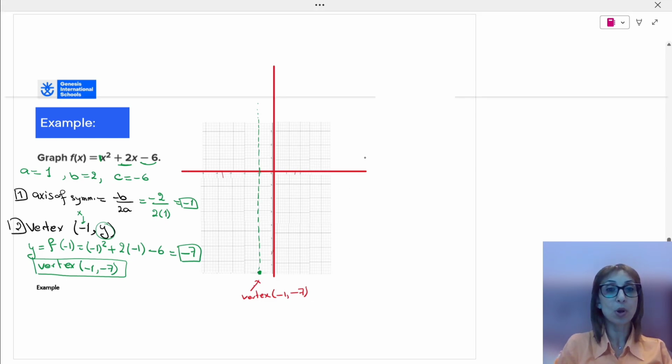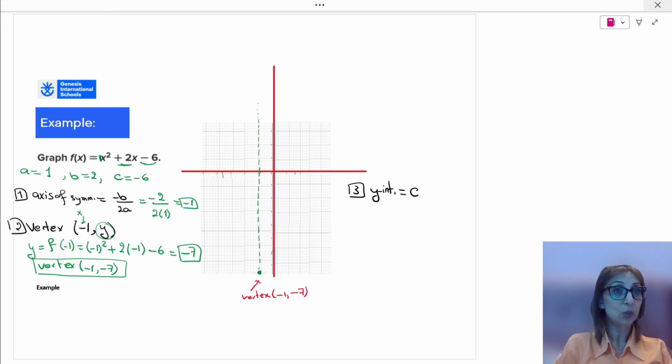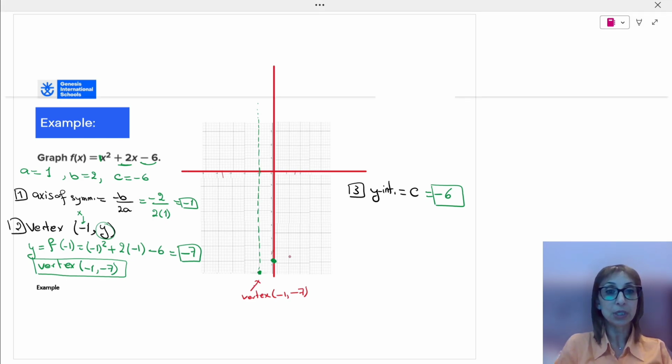The third step was, I will write it here, step number 3, is the y-intercept. And we said that the y-intercept equals the constant c. And what is the constant in our equation here? It is -6. So this means that at y is -6, I will put my point at the y-axis. So here's the point, this is the y-intercept equals -6.